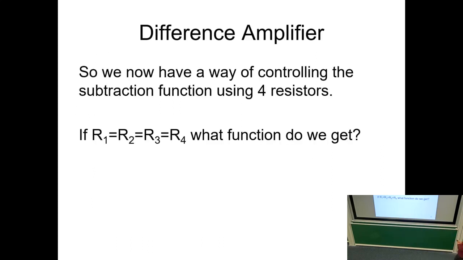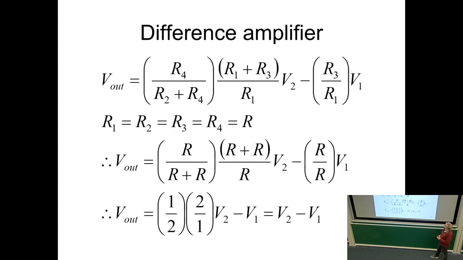Right, so we've got this way of controlling the subtraction function using 4 resistors, R1, R2, R3, R4. Make them all equal to each other. What do we get? Well, we get this with all the R's. You can see all the R's are going to cancel out, and we end up with V2 minus V1. So we've made a true subtractor.